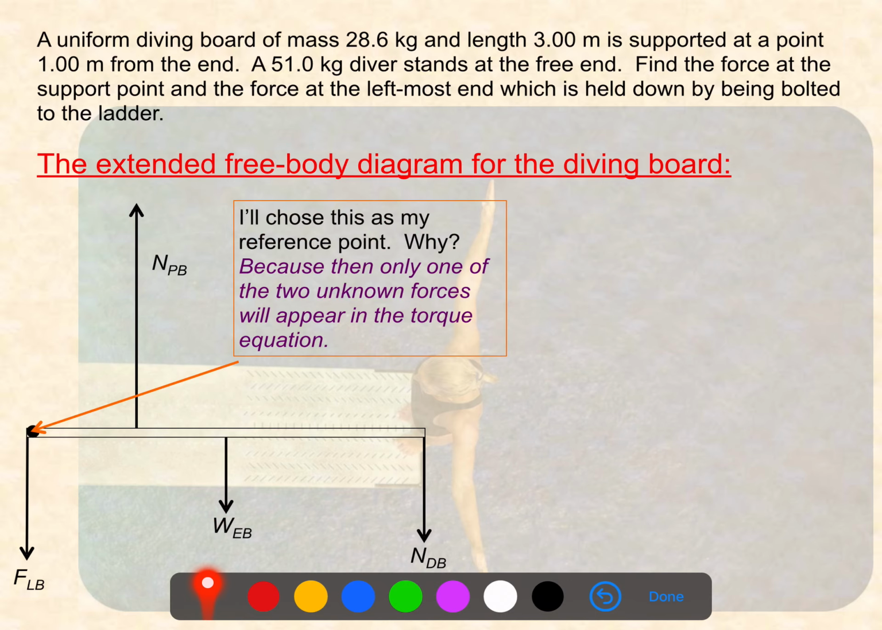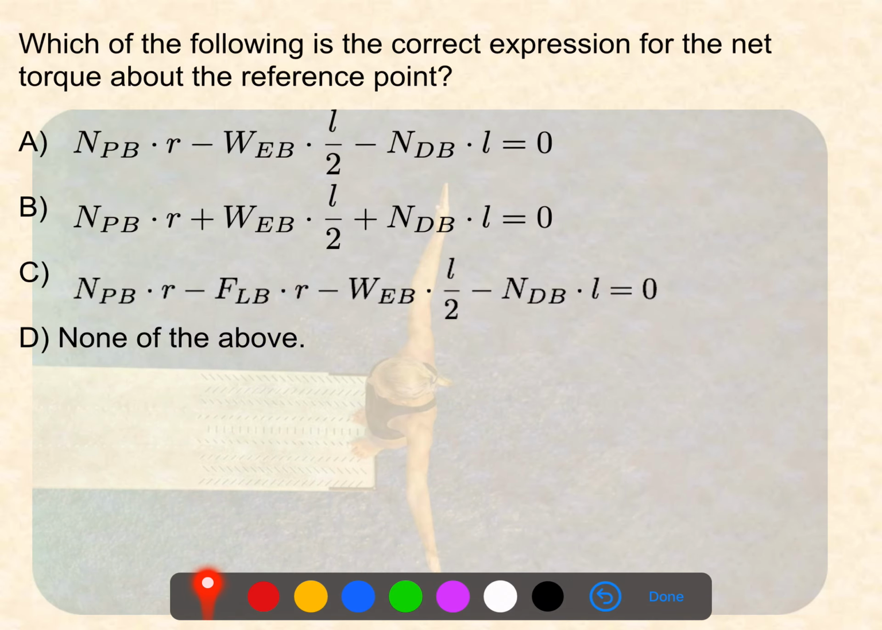Okay, so for the torque question, when I add up the torques, I'm going to choose this reference point because then only one of the two unknown forces will appear in my equation when I add up the torques. Other choices could be made, but this is the one we're going to go with. Okay, so with that reference point in mind, what are the torques involved that are left other than that one that we were just counting as 0?